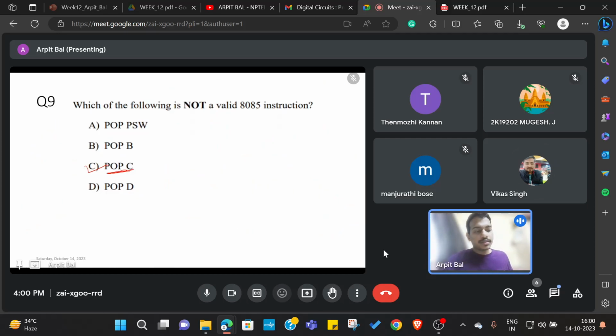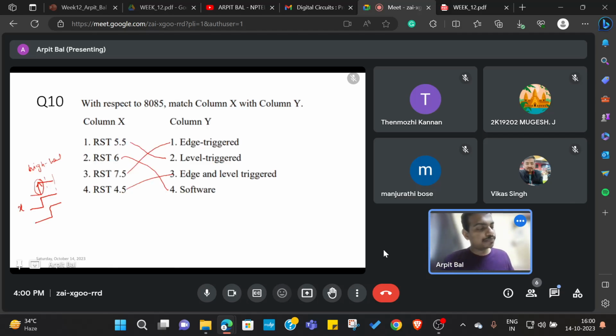Okay. The next question that we did is question number 9, where we were supposed to figure out which of the following is not a valid 8085 instruction. So the answer is, push and pop, both instructions are used on a register pair, right? If you do pop B, then it will pop the content of B and C. But for pop C it doesn't make sense because we need to mention a register pair, right? So pop C is not a valid instruction.